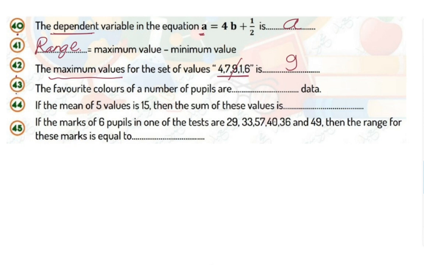Okay. Point 43. The favorite colors of a number of pupils are blank data. What types of data do we have? We have just two types of data, maybe numerical, just numbers, or categorical. Categorical like what? Like colors, like animals, and so on. So colors or favorite colors is categorical data.